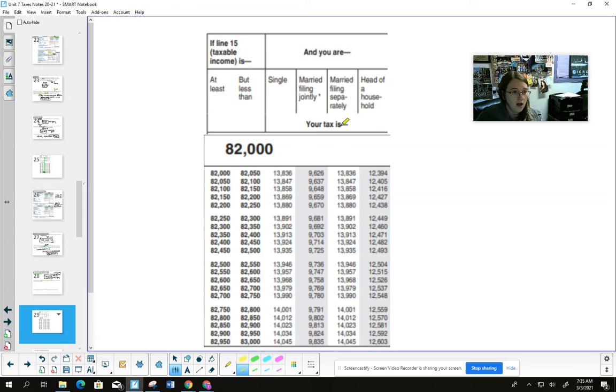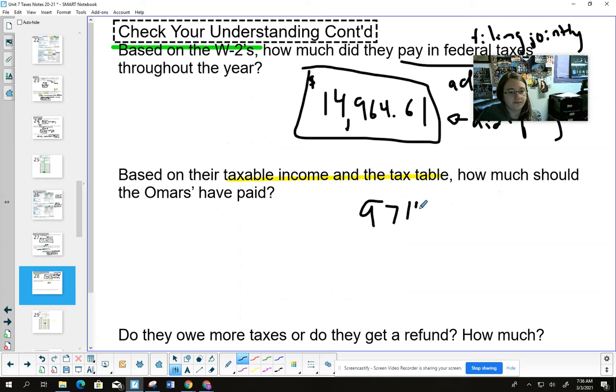Read the table. Okay, well, married filing jointly is here. 447 is what I'm focusing on because all of these are 82,000, so I don't need to focus on the 82,000. That is going to fall right here. 447 falls in between 400 and 450, so here's my answer. That is how much they should have paid. $9,714. Should have paid.